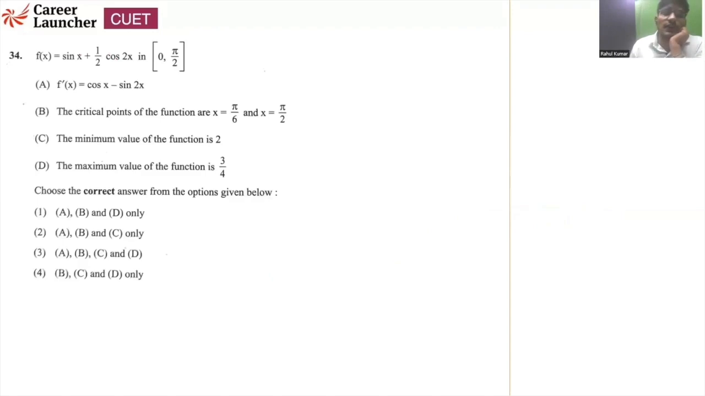Now the next problem is f of x is equal to this thing. Now which of the following statements are correct? So if you see that statement B is by default correct. So you need not to calculate critical points, okay? Because they are already provided to you, what are the critical points. So you need not to work on critical points. Now the minimum value and the maximum value, let's work on this. So which of the following are correct?